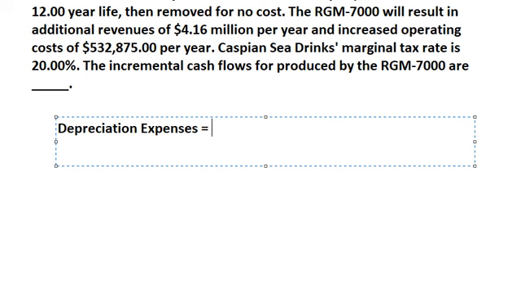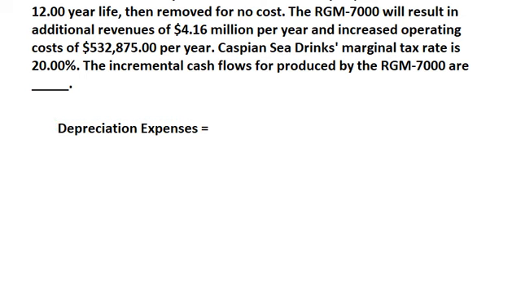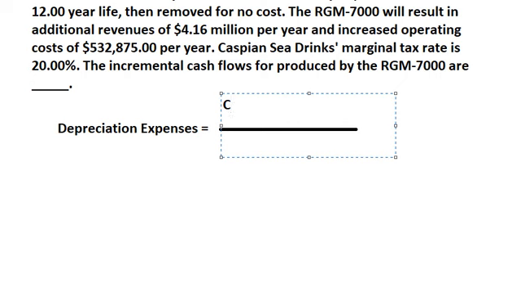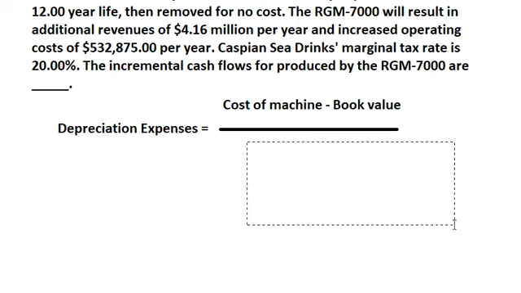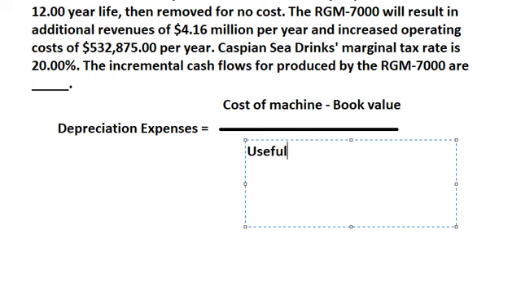To calculate this one, we need to use the cost of the machine, minus the book value, over the useful life. That is how many years they can operate the machine.